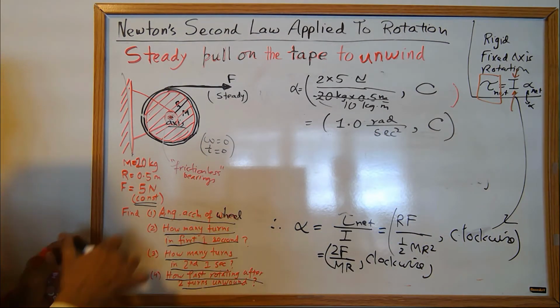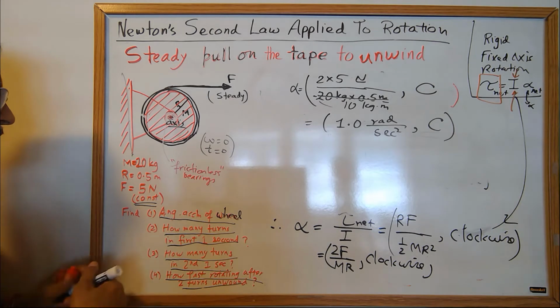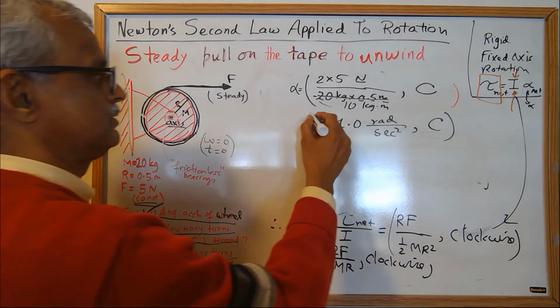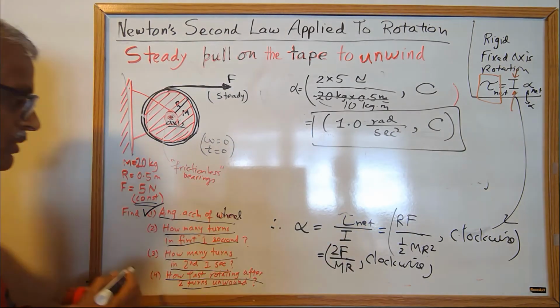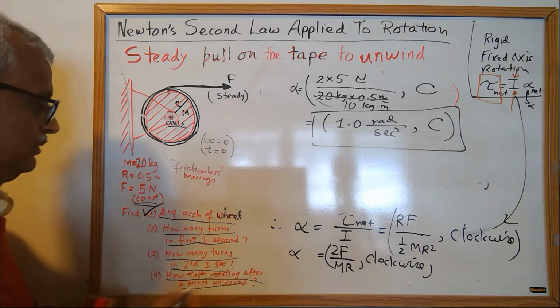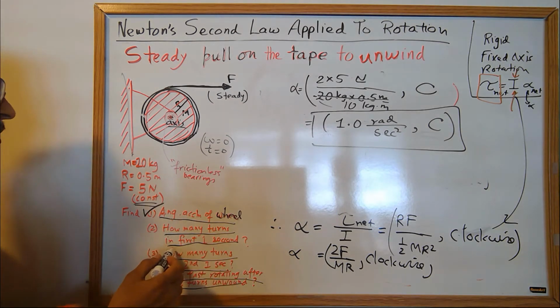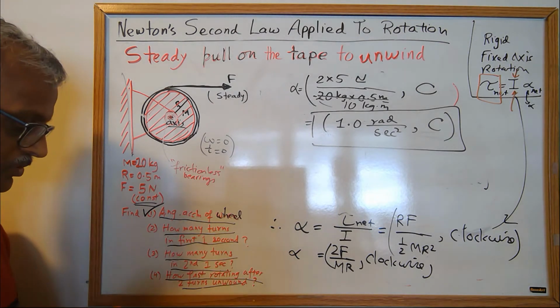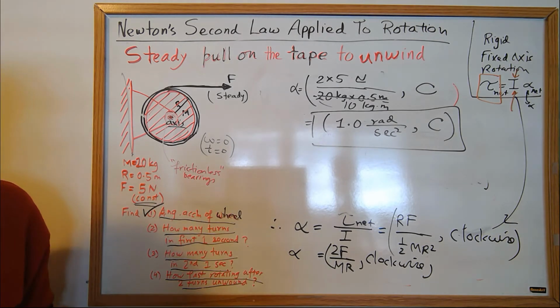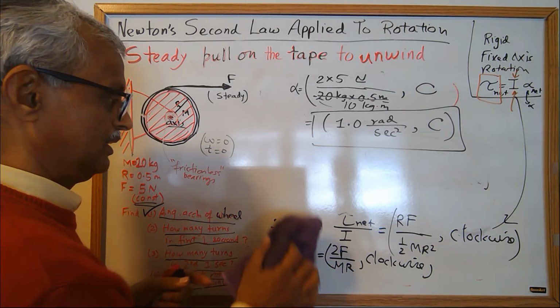Okay, so I got the one done, and that's the answer for one, the numerical answer. So alpha equals that. How many turns in the first 1 second? So this is a numerical value, so we just use this to work now. I'm going to erase all of this.